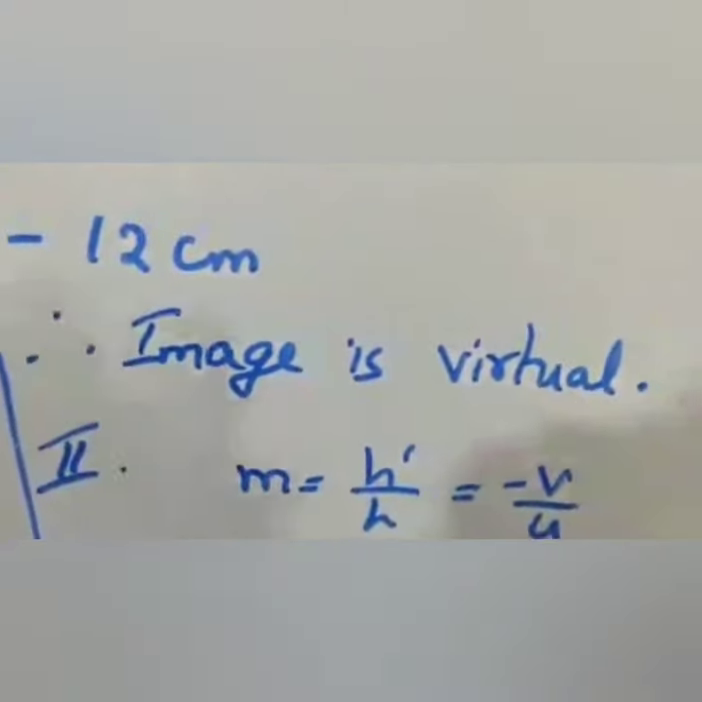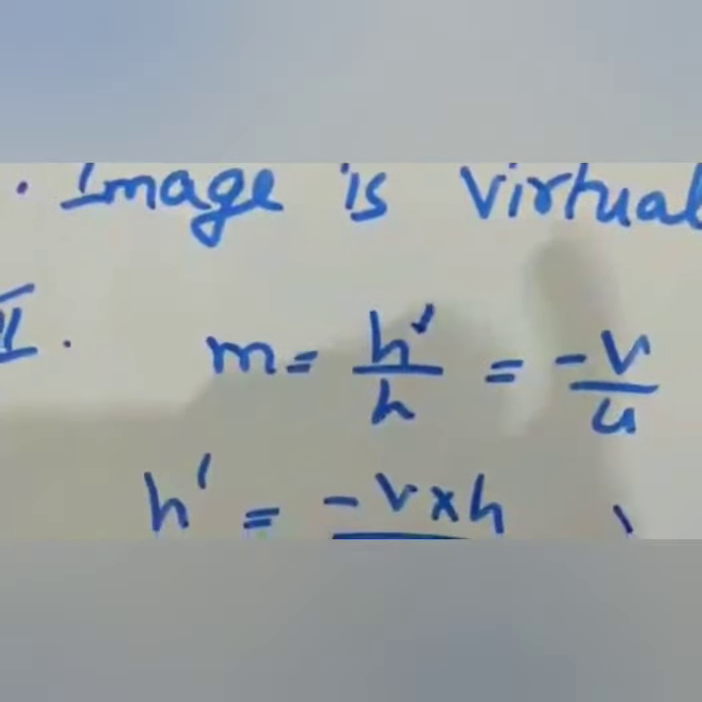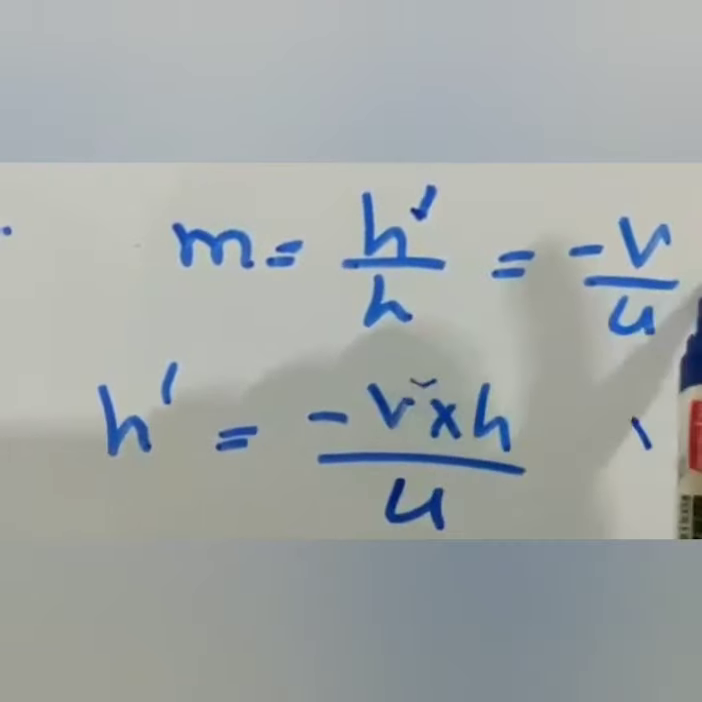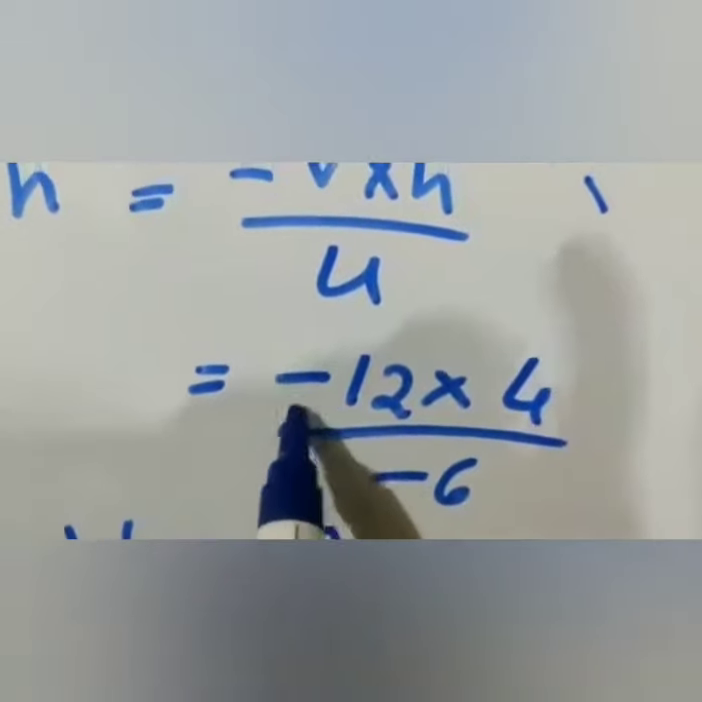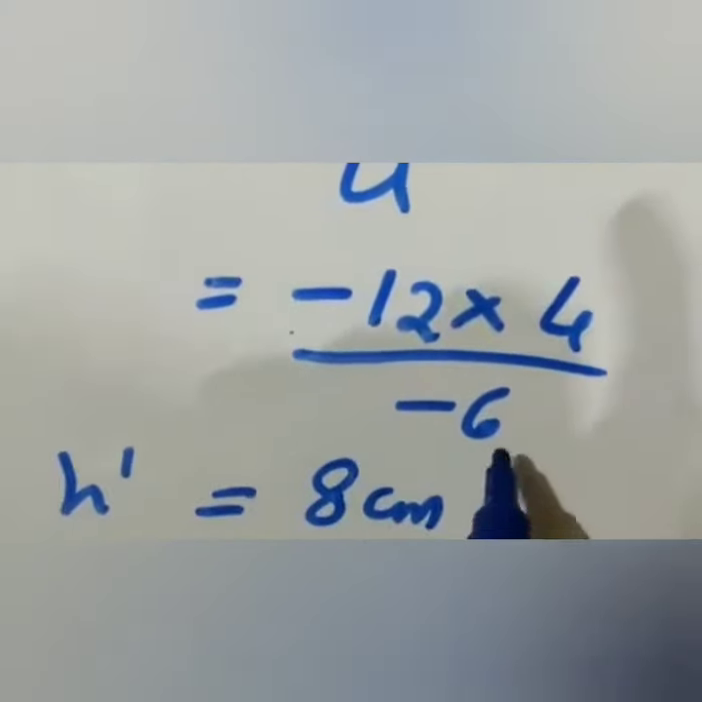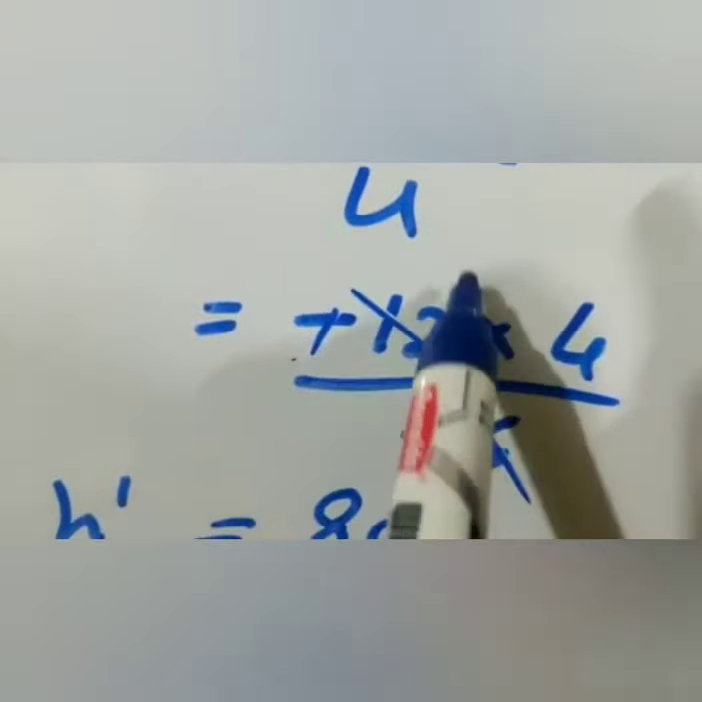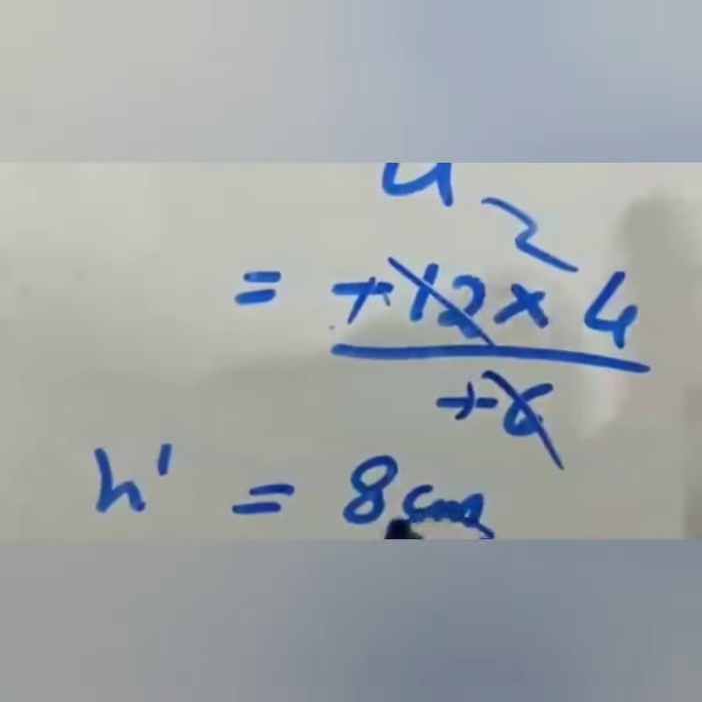Now second, we have to find the size of the image. We have found the distance of the image; now we have to find the size of the image. Size of the image means h dash upon h equals minus v upon u. So h dash equals minus v into h divided by u. Now substituting the values, minus 12 into 4 upon minus 6. The minus will cancel, 6 1s are 6, 6 2s are 12, 2 4s are 8. So h dash equals 8 centimeter.